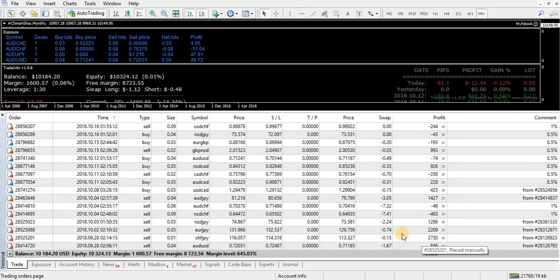So here's my results, open trades. This is all in pips. I don't bother about looking at dollars. You can see my equity, balance, all my margin levels, etc. It's all there. All right, let's move on.